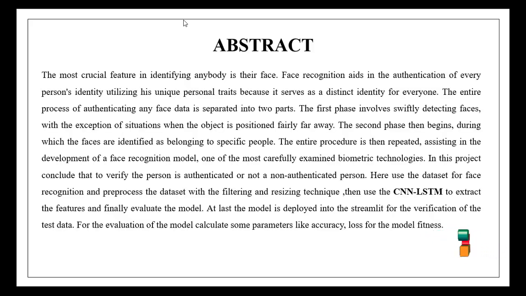This is our abstract. The most crucial feature in identifying anybody is their face. Face recognition aids in the authentication of every person's identity utilizing his unique personal traits, because it serves as a distinct identity for everyone. The entire process of authenticating any face data is separated into two parts. The first phase involves swiftly detecting faces, with the exception of situations when the object is positioned fairly far away. The second phase then begins, during which the faces are identified as belonging to a specific person.